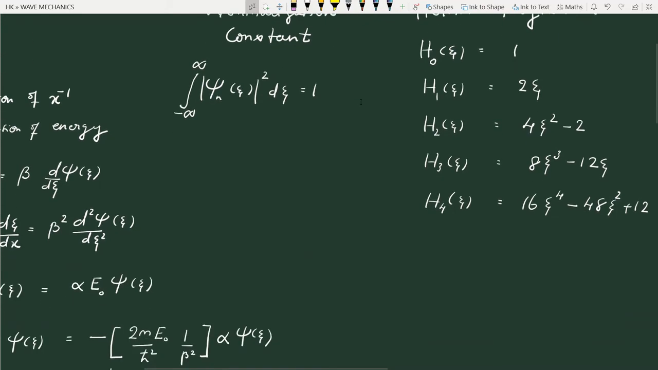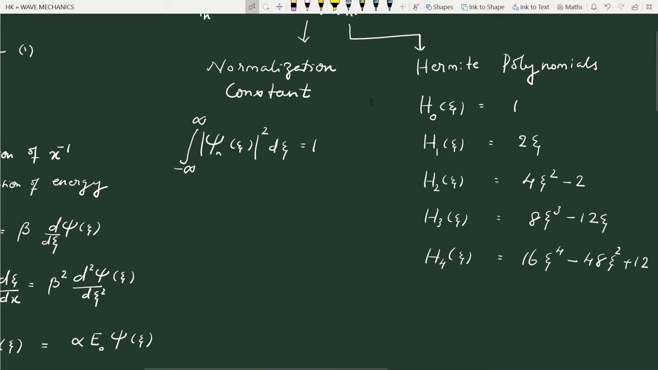Now I am not going to do the complete calculation here; you can do it and evaluate A. The expression for A will look like this: square root of beta by pi raised to half, 2 raised to n, n factorial. Here beta is the inverse characteristic length; beta inverse is the characteristic length. That is the normalization constant.